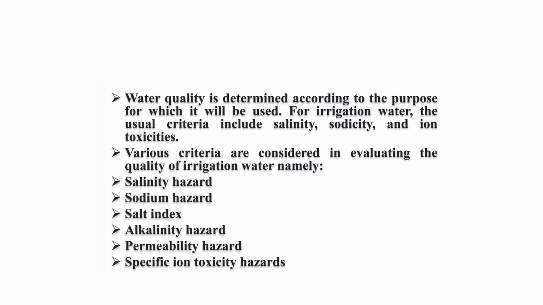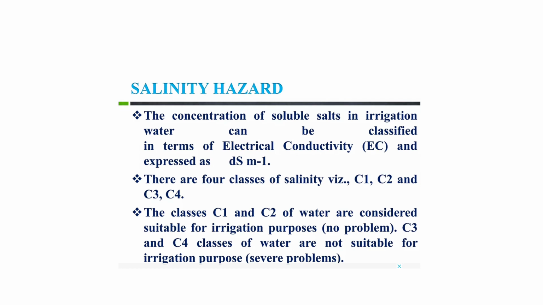The various criteria that can be evaluated are salinity hazard, sodium hazard, salt index, alkalinity hazard, permeability hazard, and specific ion toxicity hazards. Salinity hazard is the concentration of soluble salts in irrigation water. It can be measured in terms of electrical conductivity, in decisiemens per meter, as C1, C2, C3, C4. C1 and C2 are okay, no problem. C3 and C4 are not suitable for irrigation.